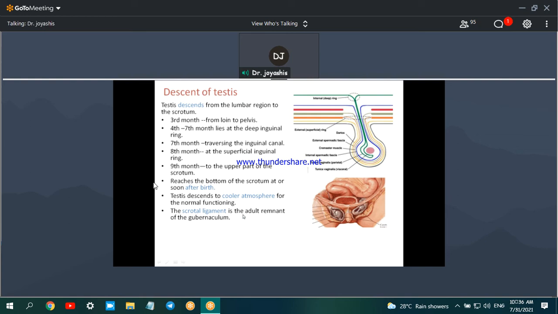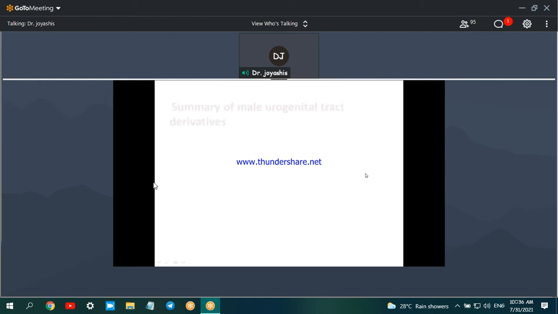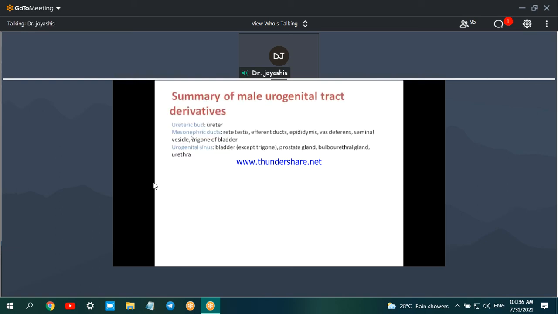The gubernaculum becomes the scrotal ligament. Descent of the testes is due to tethering of the testes to the anterior abdominal wall by the gubernaculum. With growth and elongation of the embryo, associated with shortening of the gubernaculum, the testes are pulled through the body wall, inguinal canal, and finally into the scrotum, to maintain a cooler atmosphere outside the body.